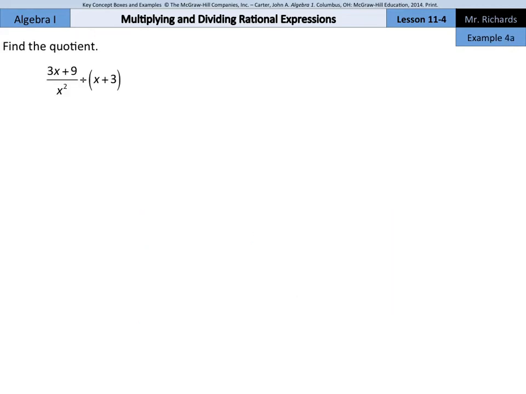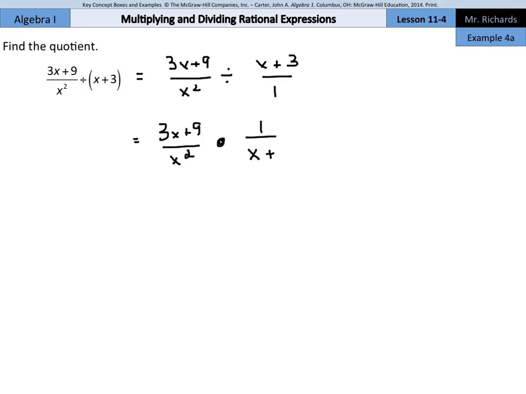Now we have to find the quotient (3x + 9) over x squared divided by x + 3. Let's rewrite this binomial, x + 3, as a fraction. So we'll keep the 3x + 9 over x squared, divided by x + 3 over 1. Now if we multiply by the reciprocal, we're left with 3x + 9 still. We keep the first term, change the division into multiplication, and the reciprocal is 1 over x + 3.